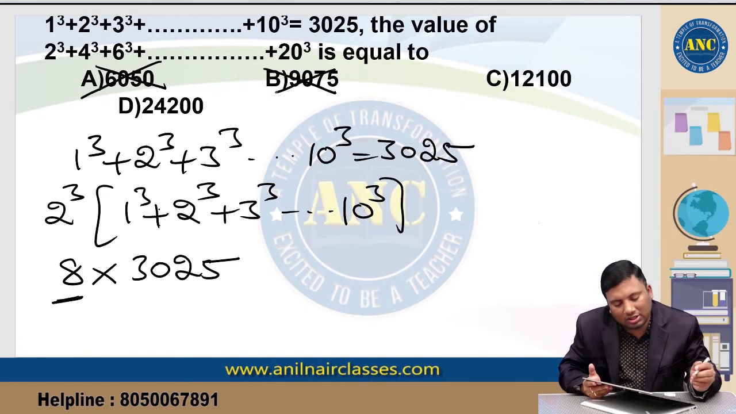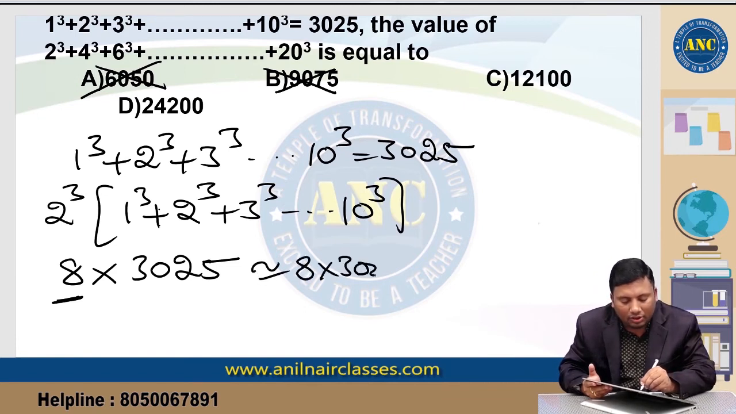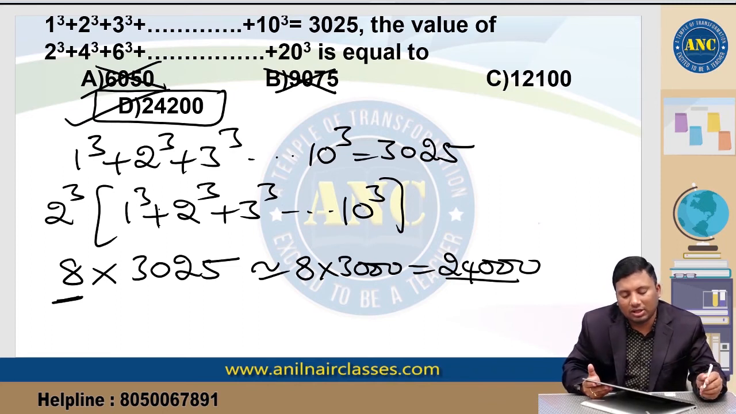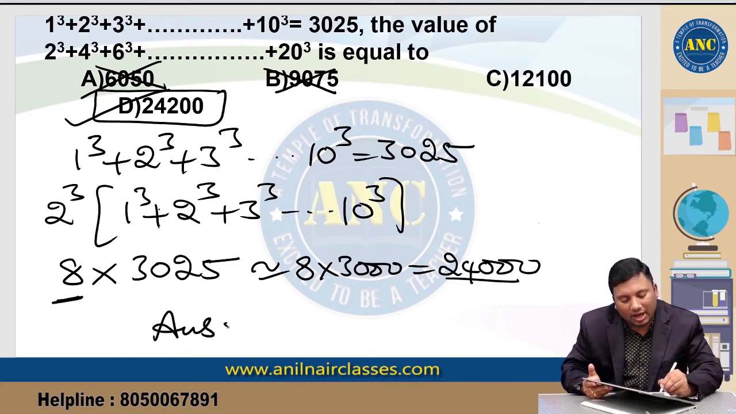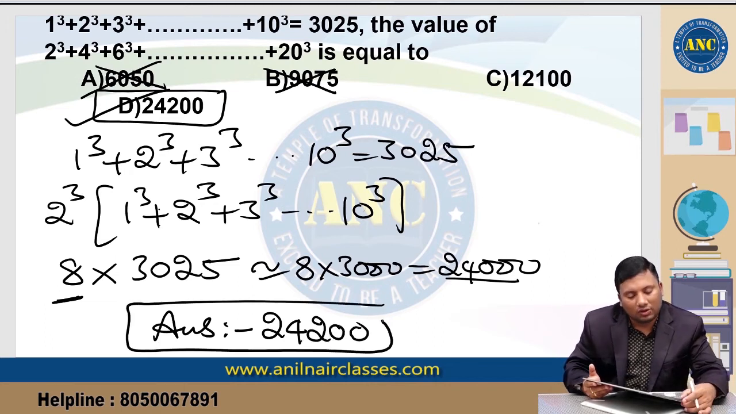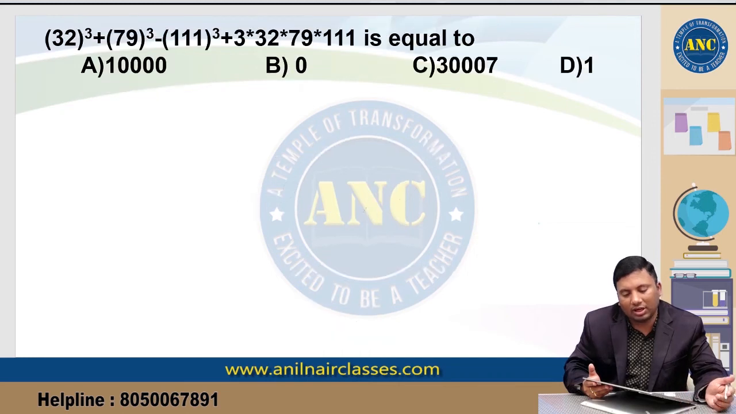This is out, this is out. 8 into 3000 only will give you 24,000. The answer should be just greater than 24,000. This is there. I hope it is clear. The answer for this question is 24,200. Next one.